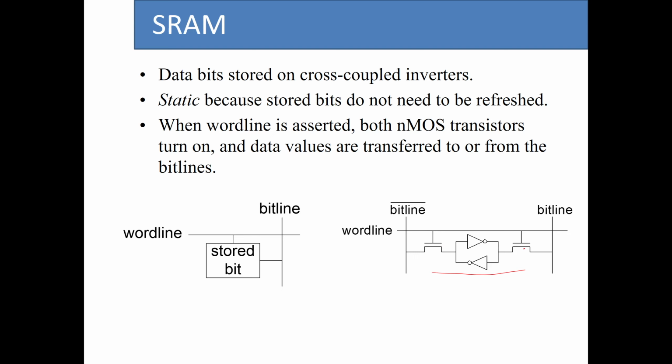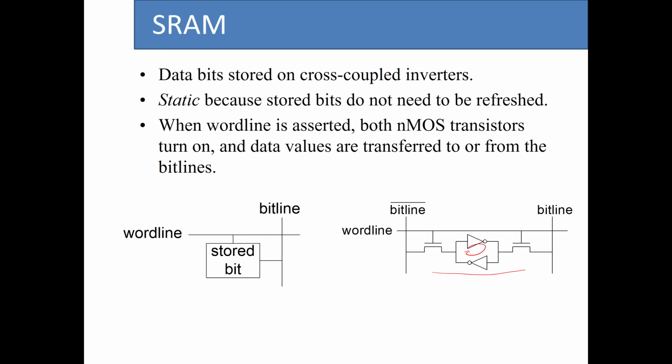We have two MOSFET transistors, and in between we have two inverters that are basically forming a loop like this. Of course, the actual design of these memories is out of the scope of this course, but because of this design, a static RAM does not need to rewrite or refresh the data that often. So when word line is asserted, both NMOS transistors turn on and data values are transferred to or from the bit lines.